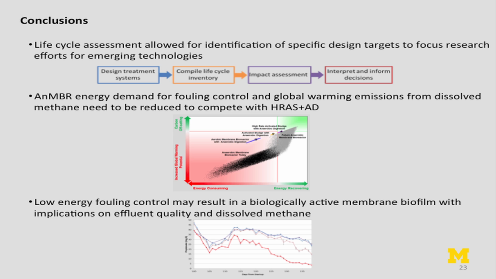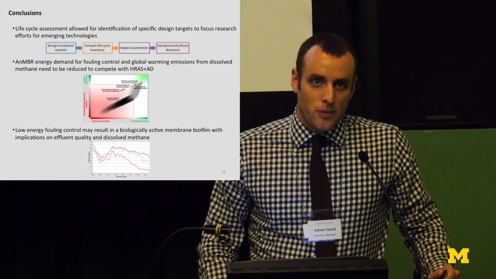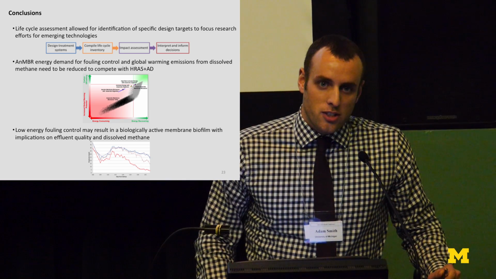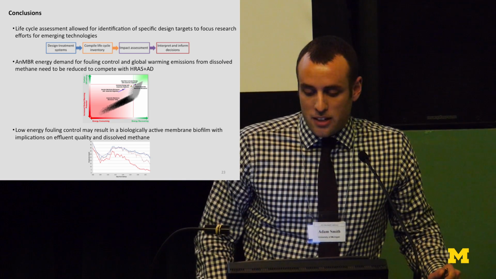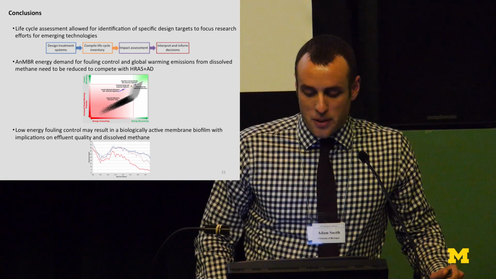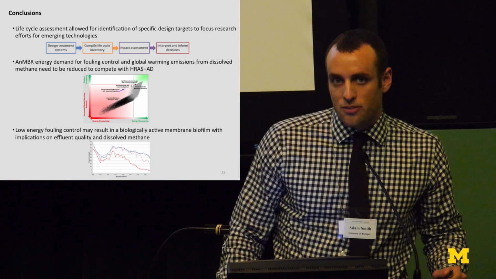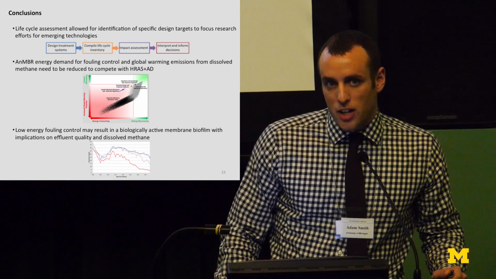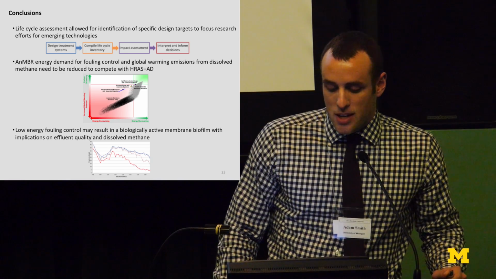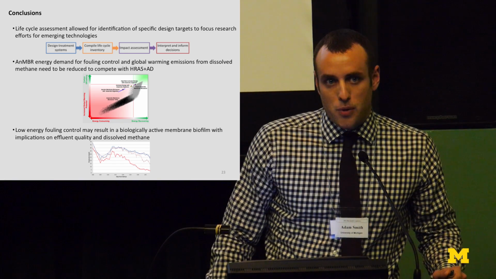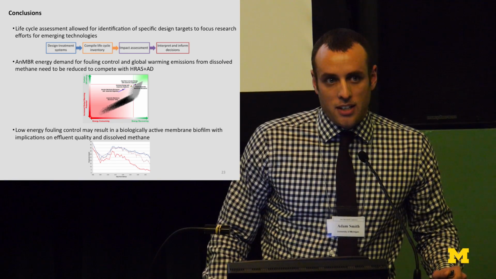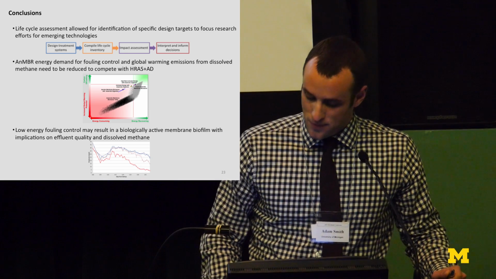So in conclusion, we used a life cycle assessment-based approach to develop design targets for anaerobic membrane bioreactor technology. And then we really found, based on that, that the energy demands for fouling control and also the dissolved methane need to be mitigated if we want to reduce the global warming emissions for treatment. And then finally, we found that some of these low-energy fouling control strategies could lead to development of a biologically active biofilm in the system, and this could have some implications on both effluent quality and then also on the concentration of dissolved methane in the effluent.